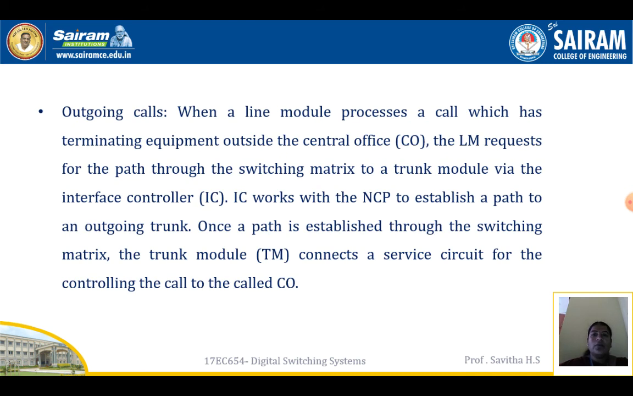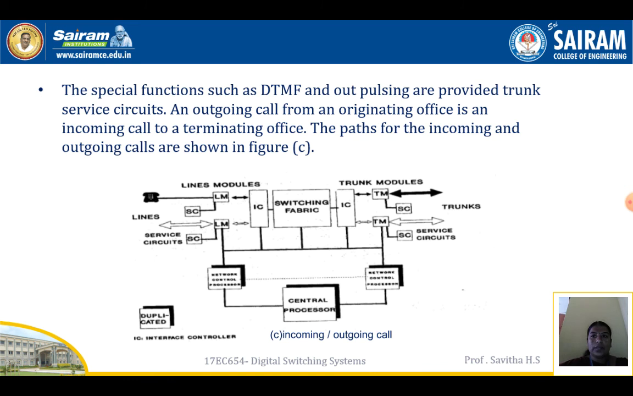Outgoing calls. When a line module processes a call which has terminating equipment outside the central office, the LM requests the path through the switching matrix to a trunk module via the interface controller. The IC works with the NCP to establish a path to an outgoing trunk. Once a path is established through the switching matrix, the trunk module connects a service circuit for controlling the call to the called CO. The special functions of DTMF, MF and outpulsing are provided by trunk service circuits.